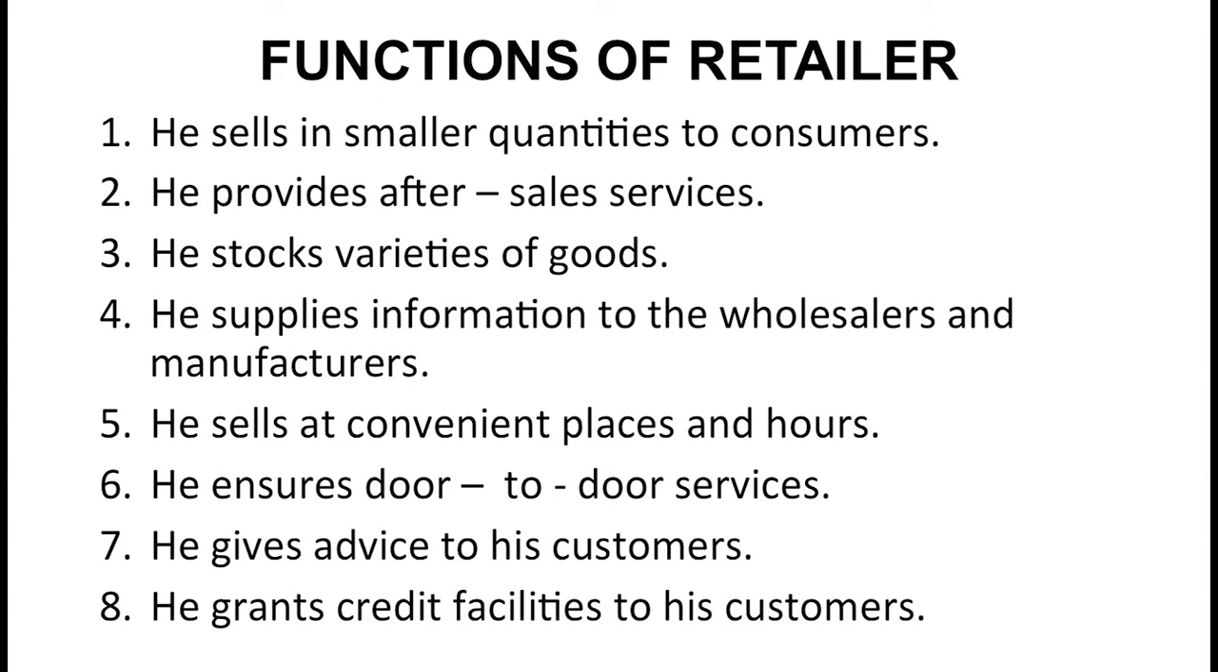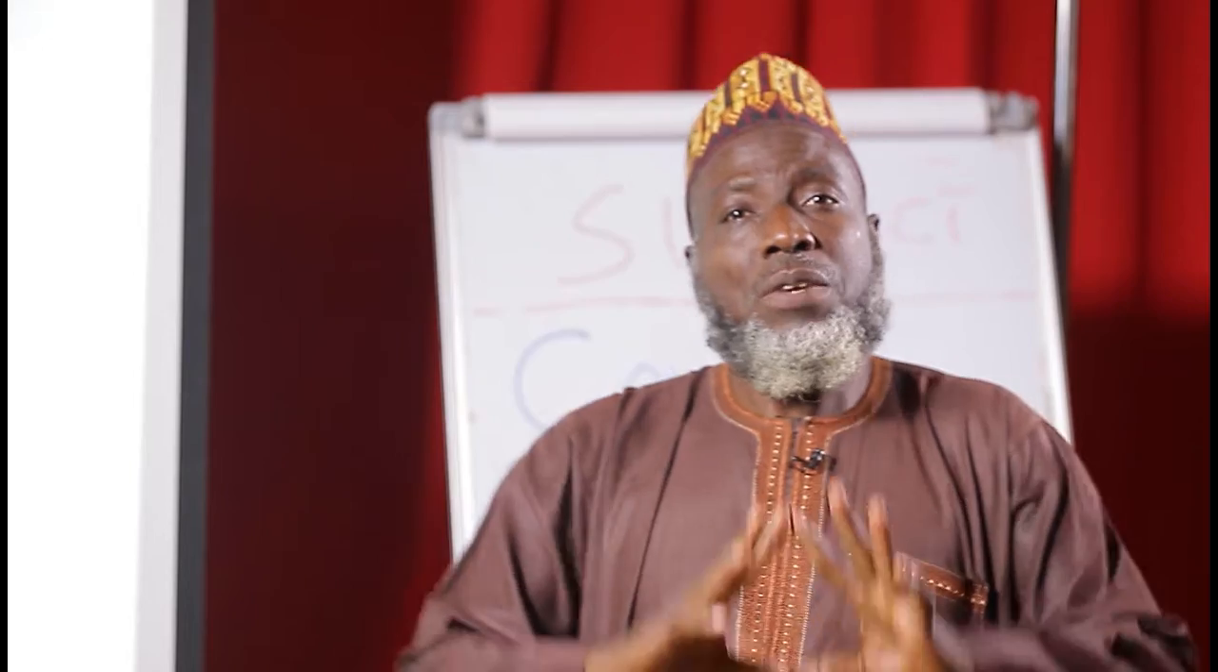Number six, he ensures door-to-door service. Move from one point to another. Sometimes right in front of your house or compound. Number seven, he gives advice to his customers. He advises his customers on what to use, what to buy. Number eight, he grants credit facilities to them, sells goods to them on credit. That's talking about the functions of a retailer.